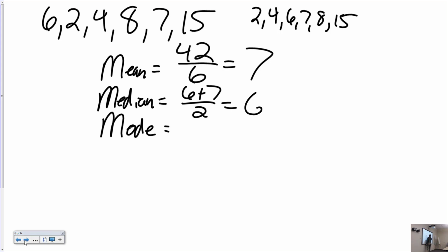6 plus 7 over 2. The median is 6.5 because again, there's an even number of numbers, so both of them are in the middle. And last but not least, what's the mode? There is no mode. All right, good.